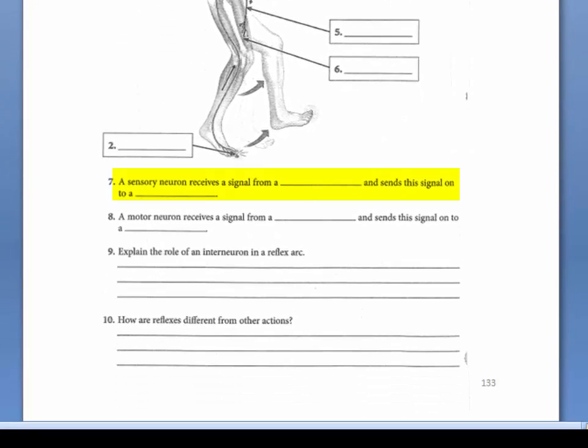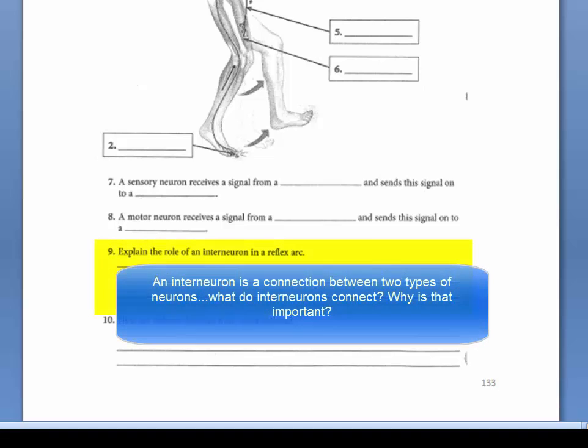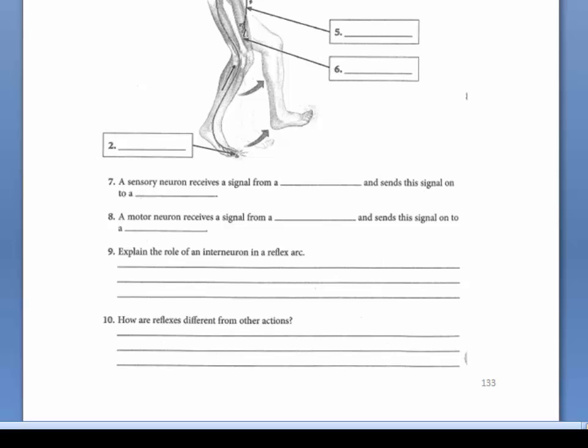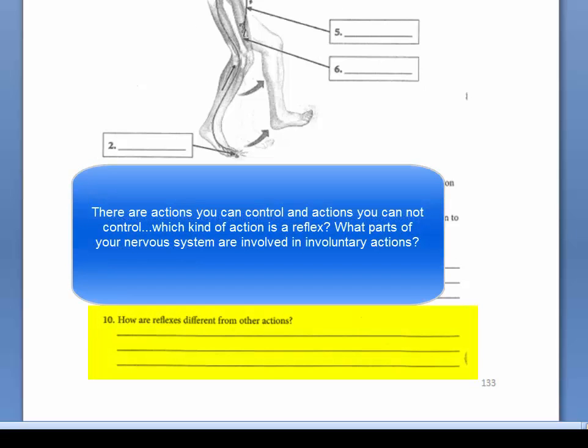7. A sensory neuron receives a signal from a blank and sends this signal onto a blank. 8. A motor neuron receives a signal from a blank and sends this signal onto a blank. Number 9. Explain the role of an interneuron in a reflex arc. This is a reflex arc right here. 10. How are reflexes different from other actions?